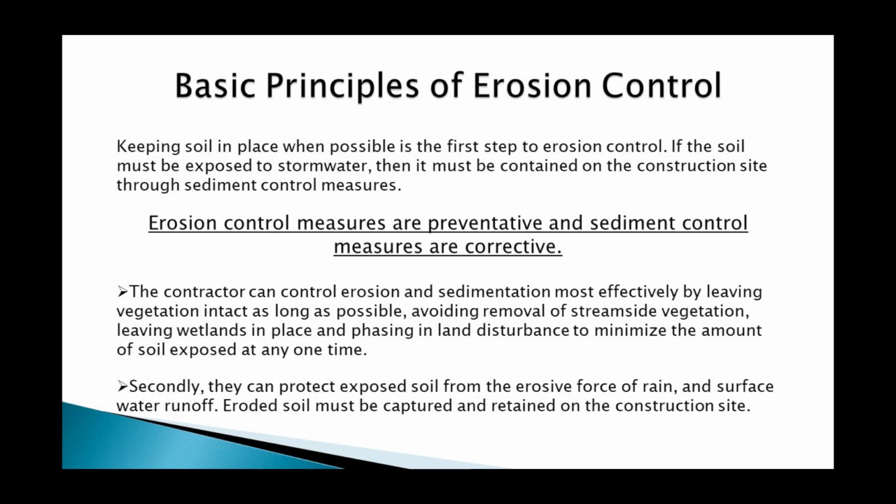The contractor can control erosion and sedimentation most effectively by leaving vegetation intact as long as possible, avoiding removal of streamside vegetation, leaving wetlands in place, and phasing in land disturbance to minimize the amount of soil exposed at any one time. Secondly, they can protect exposed soil from the erosive force of rain and surface water runoff by putting down grass seed, straw mulch, jute blankets, and mesh.